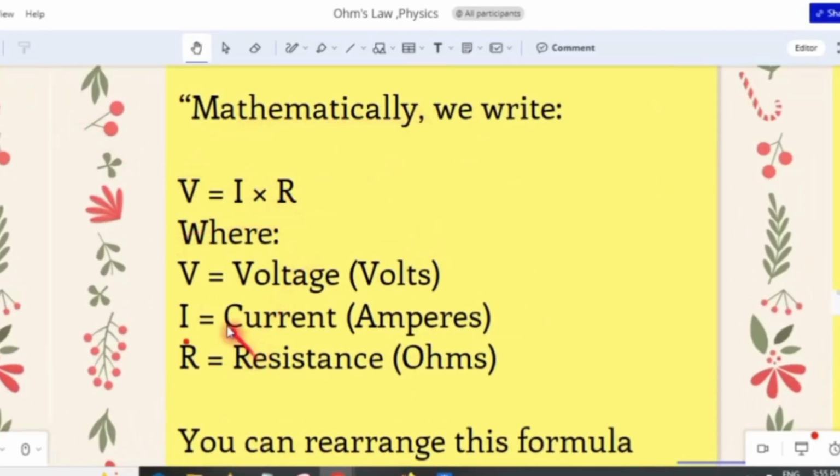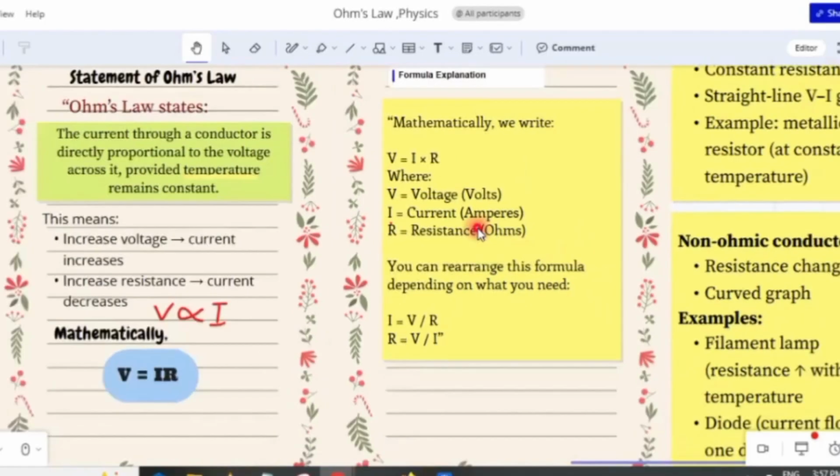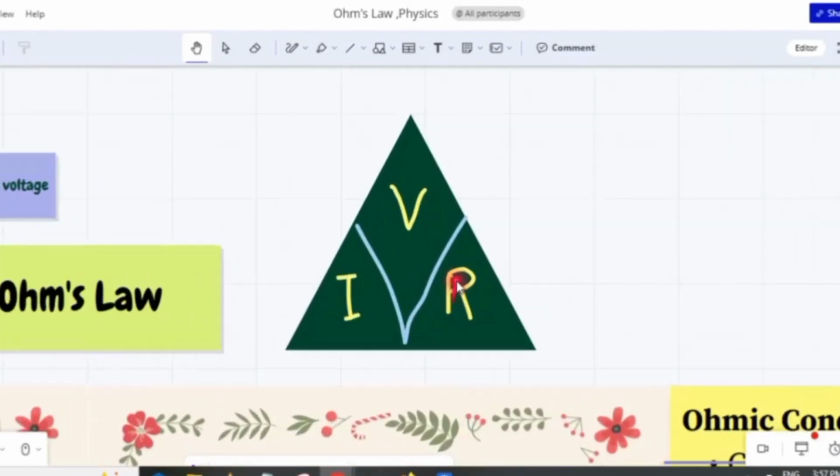V is the voltage. Voltage is measured in volts, and voltage is given by the product of current and resistance. I is for current, and current is measured in amperes. R stands for resistance. Resistance is measured in ohms. For solving numerical problems, we can rearrange this formula depending on what we need. If we need resistance, we can write it as V over I.